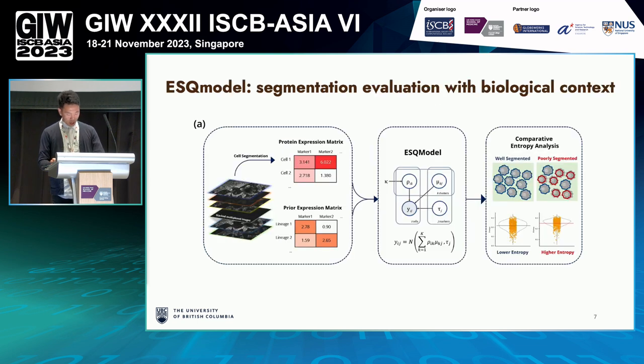So to that end, I present an overview of the new model, the ESQmodel. This model takes in a protein expression matrix and a prior expression matrix that represents our belief and our expectations of how expressive a certain marker is for a cell type. Later on, we fit the data into our model, and then we calculate an entropy score for each single cell. For well-segmented cells, as we can see, we can expect a lower entropy, whereas for poorly segmented cells, we can expect a higher entropy.